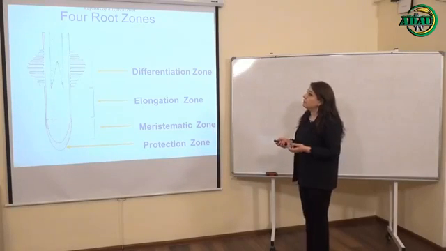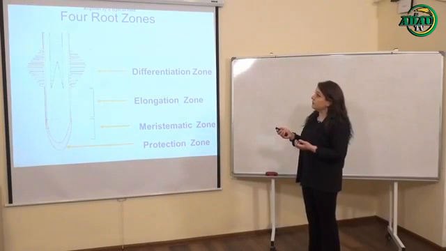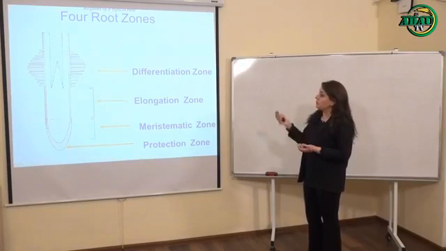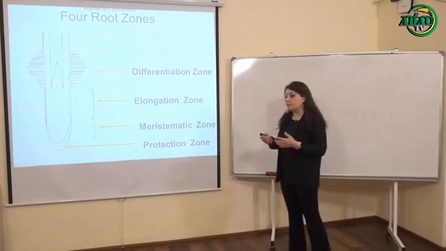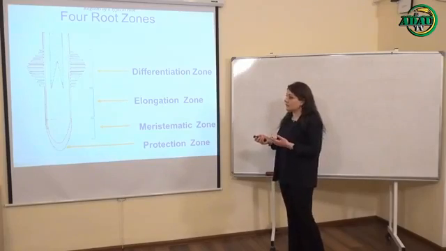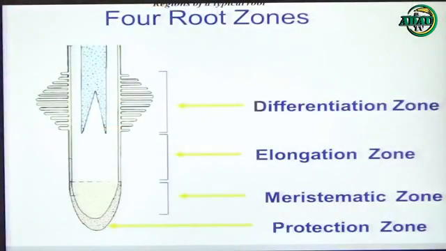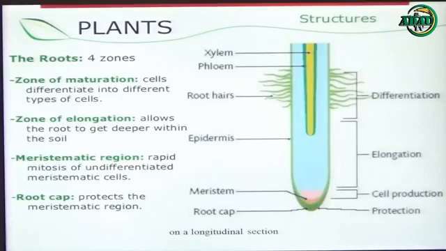And now, what are the typical regions of the root? The following four regions are distinguished in a root from the apex upwards. The first is the protection zone, or zone of root cap; then the meristematic zone, or zone of cell division; the elongation zone; and the last zone is the differentiation zone, or zone of cell maturation.